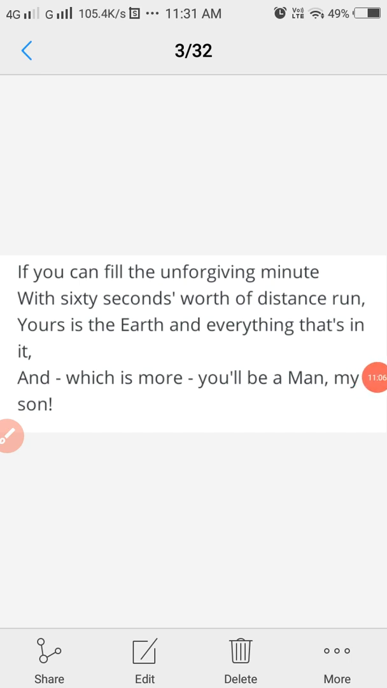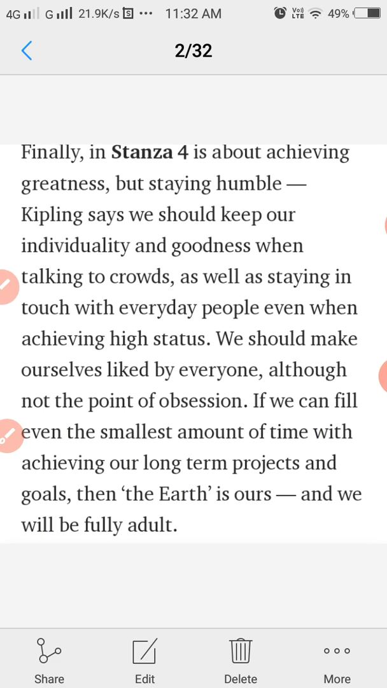Now, see the last paragraph. If you can fill the unforgiving minute with sixty seconds' worth of distance run, yours is the Earth and everything that's in it, and which is more, you'll be a man, my son. Here, as I told you, this is an inspirational poem and parental advice has been given to his son named John. Now finally, stanza number 4 is about achieving greatness but staying humble.